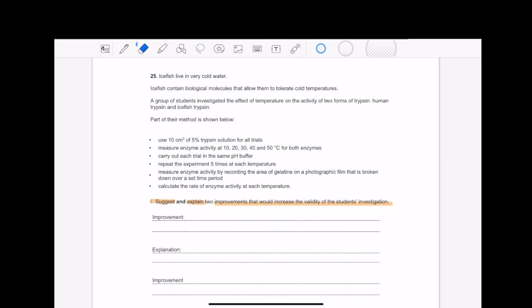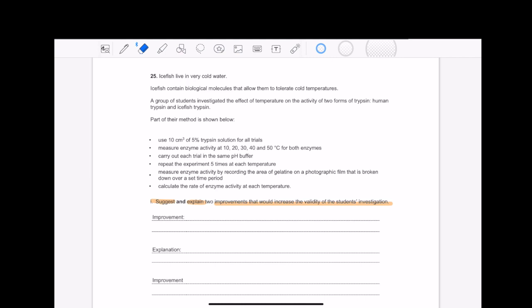There are other things like other mention of control variables. Yes, they said about the volume and the concentration of trypsin, but there's other things they could have mentioned, right? So, for example, the volume of the pH buffer. It only said, carry out each trial in the same pH buffer. How do you know how much you're meant to put in the pH buffer, right? You don't know. So that's why that needs to be specified.